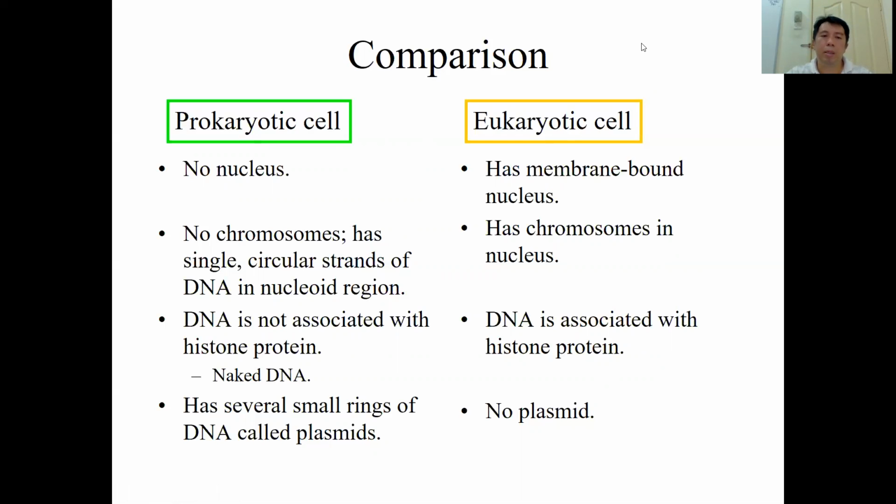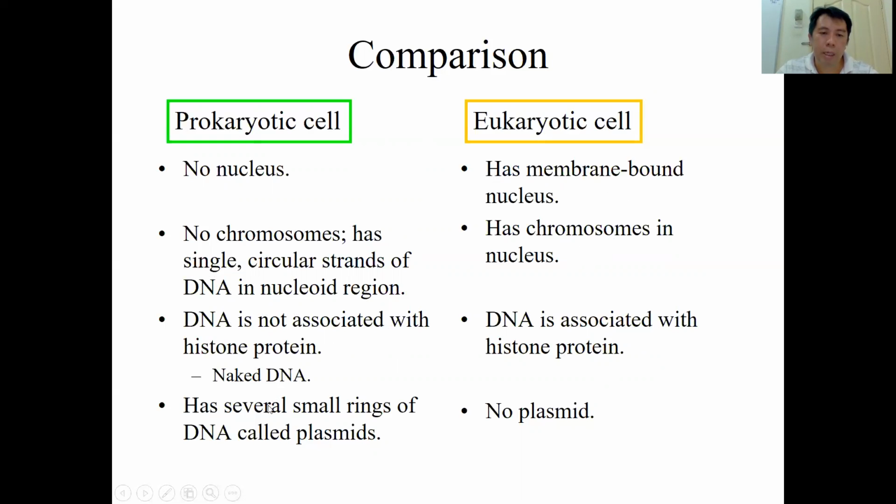In the prokaryotic cell, the DNA is a single circular strand of DNA. The DNA is also double-stranded, but there is only one chromosome, one DNA only, and it is in circular form. But in the eukaryotic cell, the chromosomes are linear, and normally they have several chromosomes, not like bacteria or the prokaryotic cell, which have only one. Then in prokaryotic cells, the DNA is not associated with histone protein, so we know it as naked DNA, but in the eukaryotic cell the DNA is associated with histone protein.